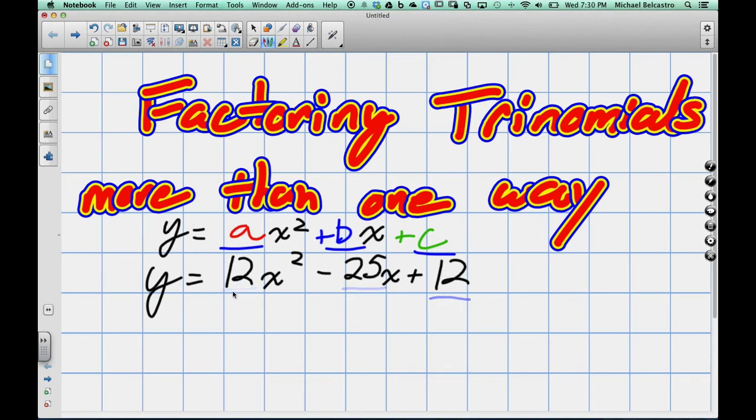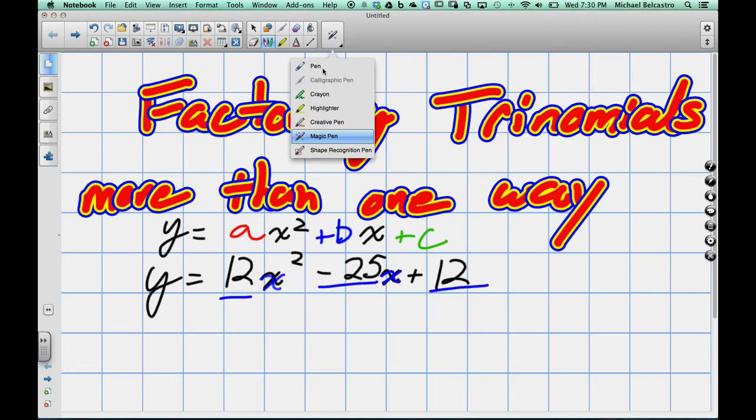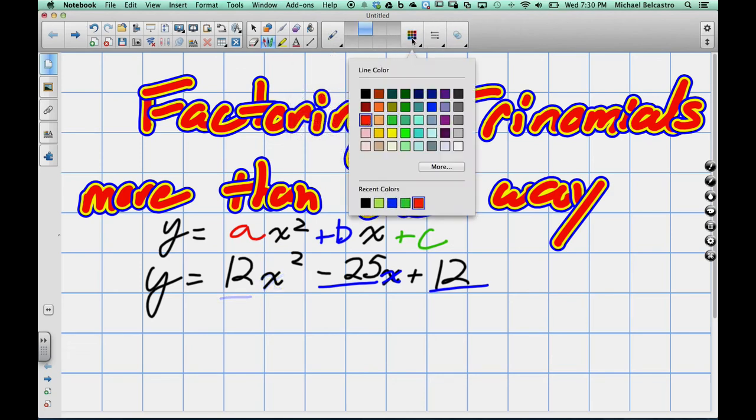Okay, so the coefficient in front of the x squared is always called a. The coefficient in front of the x variable is called b, and the constant term is called c. Is that familiar to you? Yeah. Okay, so here's our a value, here's our b value, and here's our c value.